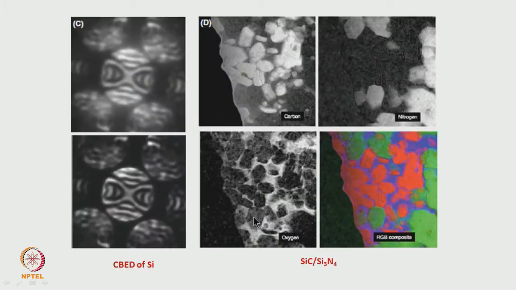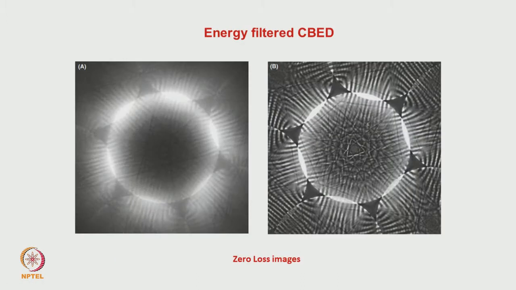This we can see as an example. I have just taken an energy filtered convergent beam diffraction pattern from a thick region of that sample. This is without any filtering. This is how the convergent beam diffraction pattern looks. When the zero loss images are taken, that means the electrons which have lost some energy or the other have all been removed from the beam optical path, then we are able to get a much clearer picture of the diffraction pattern.